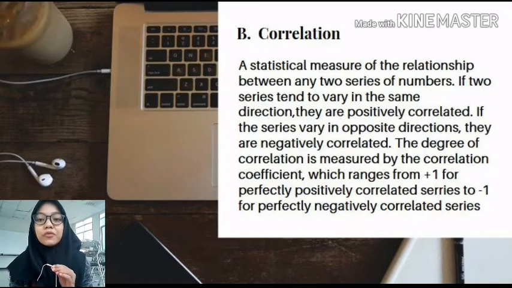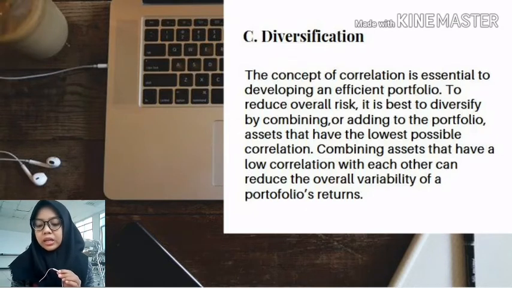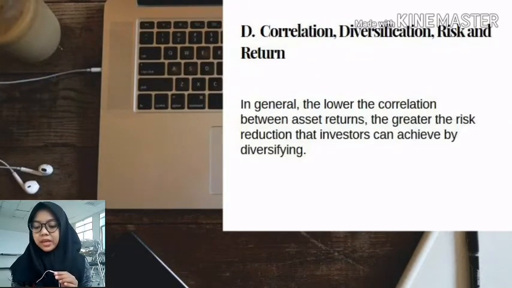So next to part C, diversification. The concept of correlation is essential to developing an efficient portfolio to reduce overall risk. It's best to diversify by combining or adding to the portfolio assets that have the lowest possible correlation with each other, which can reduce the overall variability of portfolio returns. And then part D, correlation, diversification, risk, and return. In general, the lower the correlation between asset returns, the greater the risk reduction that an investor can achieve by diversifying.